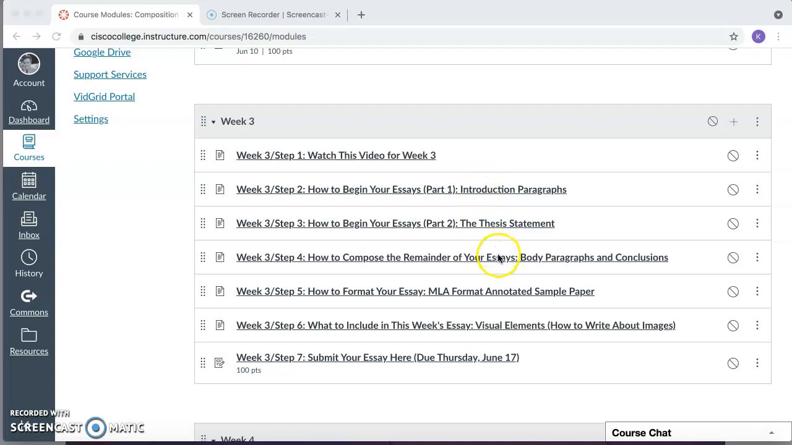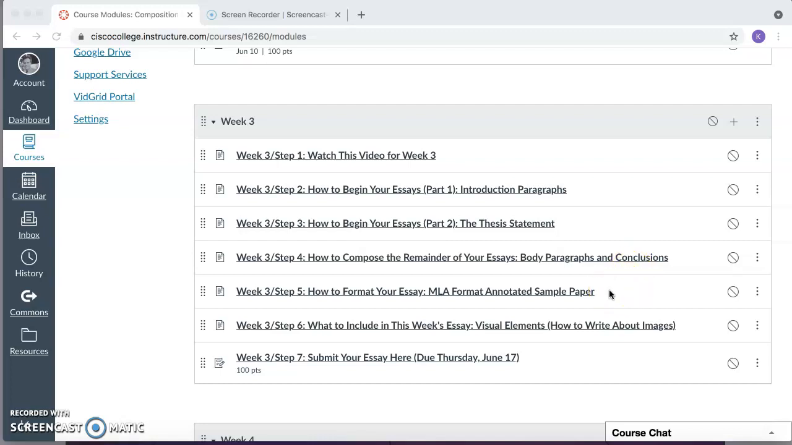In step 4, we'll go over how to compose the remainder of your essay, which includes body paragraphs. Those are any paragraphs that come after the introduction, but before the conclusion, which is obviously the last paragraph in your essay. So this week we're covering introduction paragraphs, body paragraphs, and conclusions, which is great.